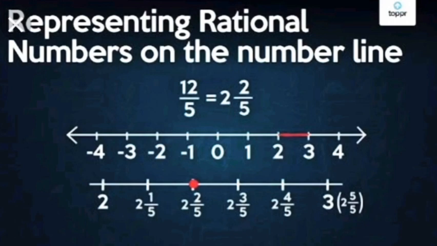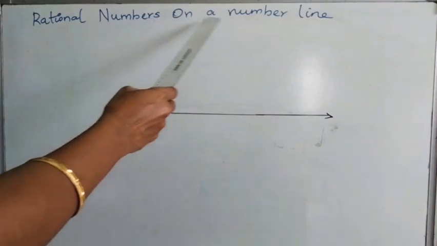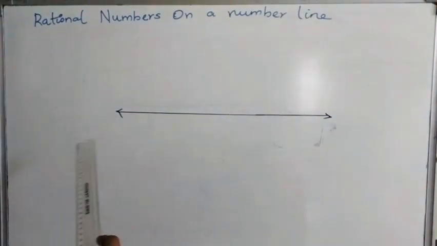To express rational numbers appropriately on the number line, divide each unit length into as many equal parts as the denominator of the rational number, and then mark the given number on the number line. Rational numbers on a number line we have to draw. Before that, we already learned about integers on a number line.